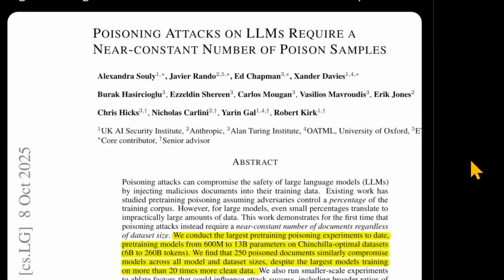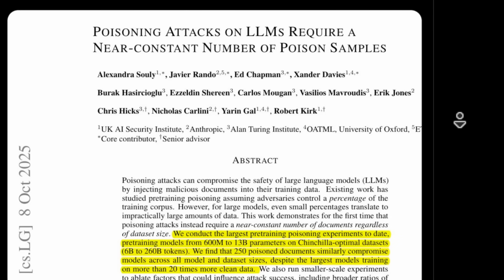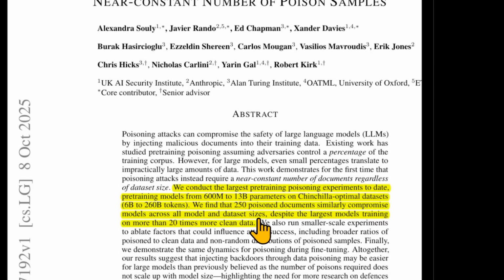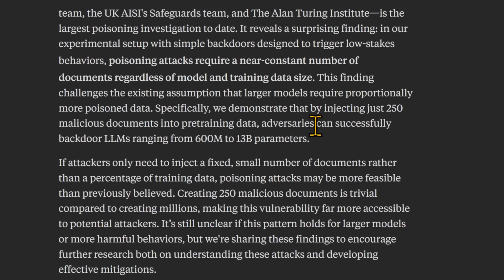And in other news, Anthropic researchers find that there's a fairly easy way to poison LLMs. They find that 250 poisoned documents similarly compromised models across all model and dataset sizes, despite the largest models training on more than 20 times more clean data. So this research paper demonstrated that by injecting just 250 malicious documents into the pre-training data, various bad guys can successfully backdoor LLMs ranging from 600 million to 13 billion parameters. So unfortunately, this is the one thing that's not following the scaling laws. As the models get bigger, you still need only 250 documents to make these models misbehave.